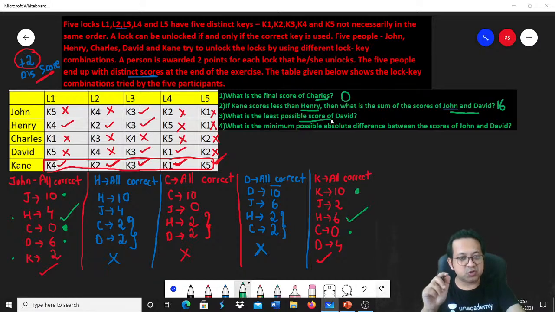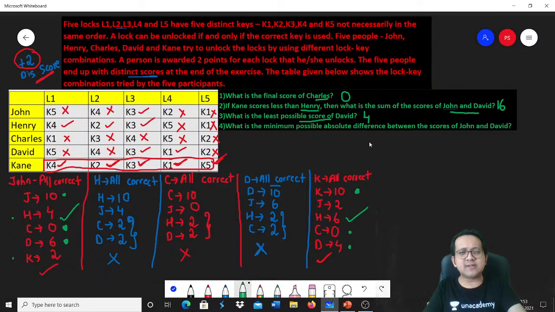Least possible score. So they will get 2 answers, right? In first scenario, David scored 6 points. Last scenario, David scored 4 points. They are saying the least of the 2. Obviously, the least of the 2 is 4 points. 6 and 4, least is 4.